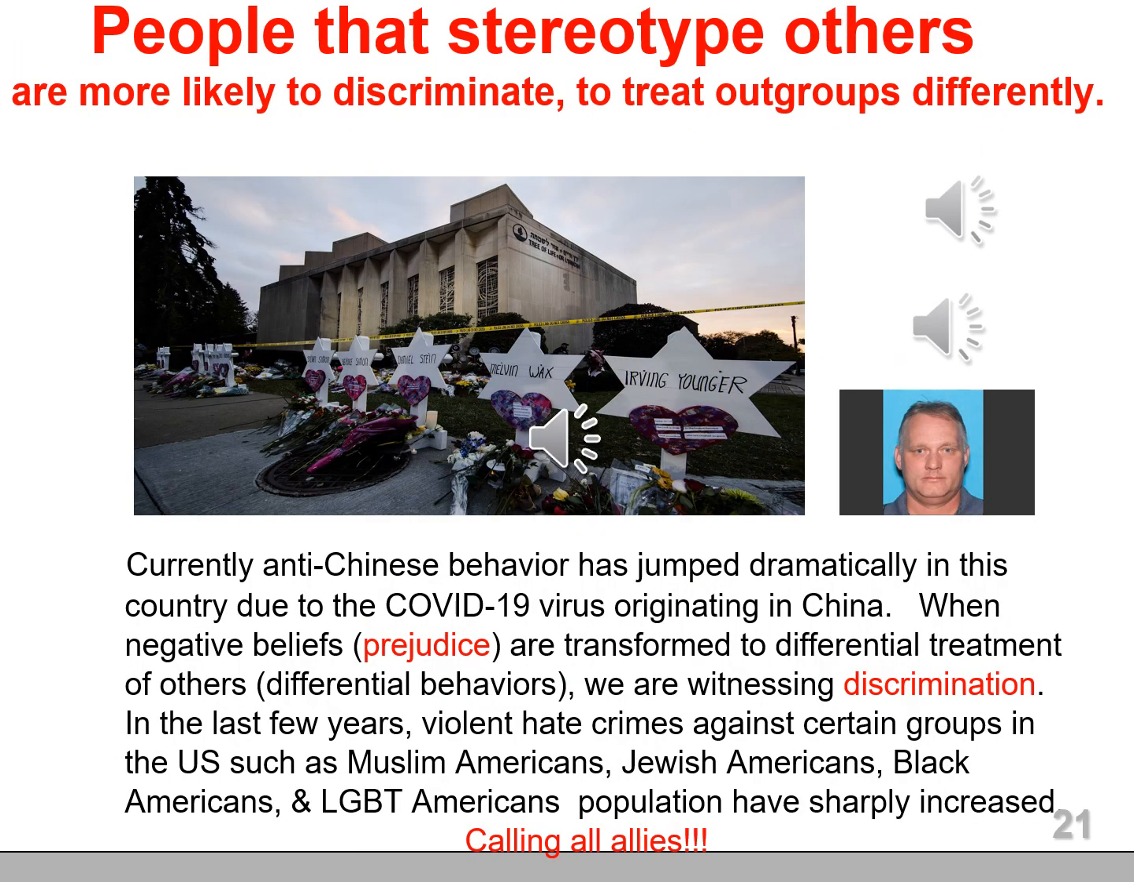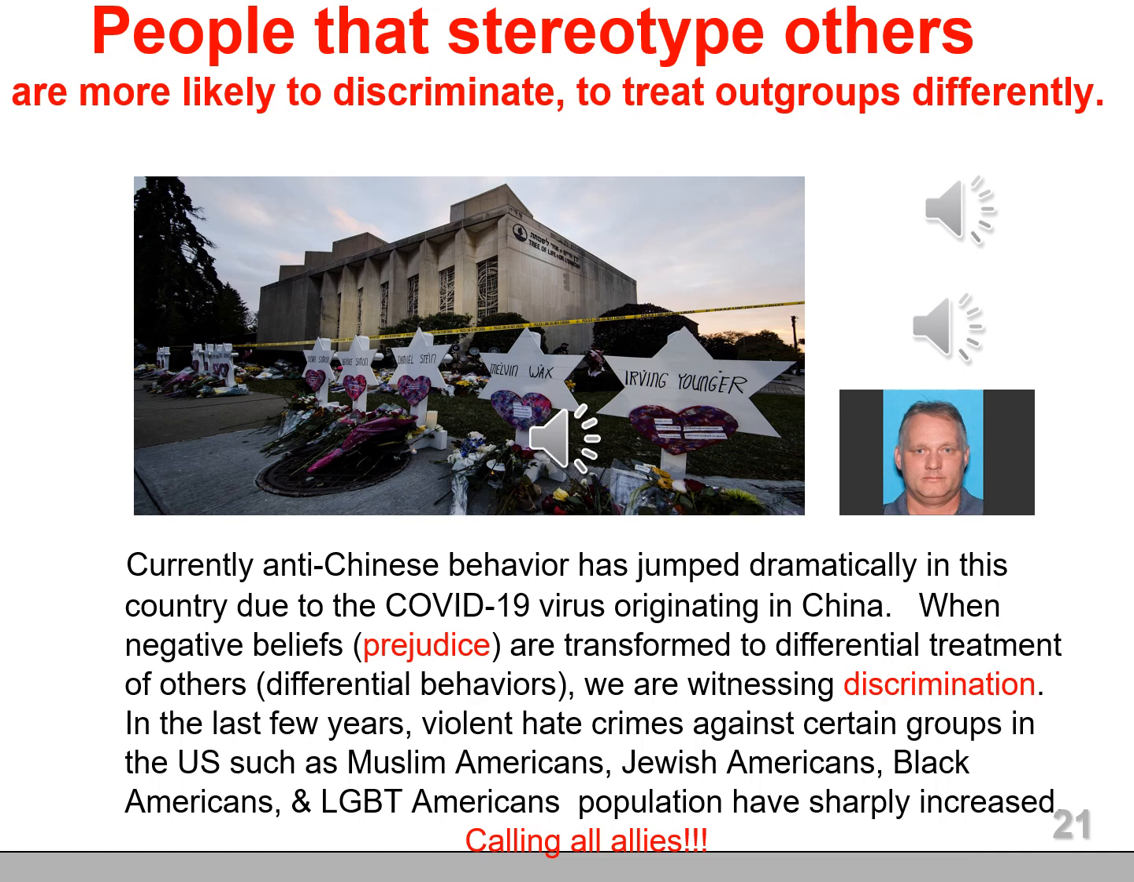People that endorse stereotypes are more likely to be prejudiced, that is, to harbor negative beliefs regarding certain groups. And unfortunately, prejudice may be transformed into differential behaviors. In other words, prejudice can lead to discrimination. In the last few years, there's been a dramatic increase in discrimination and in particular hate crimes against various groups of Americans. Allies are needed.